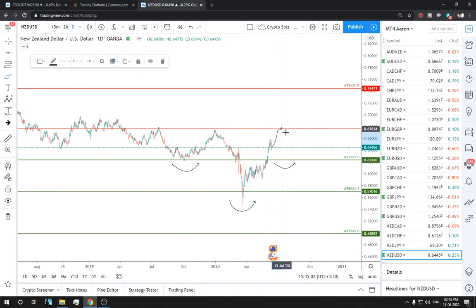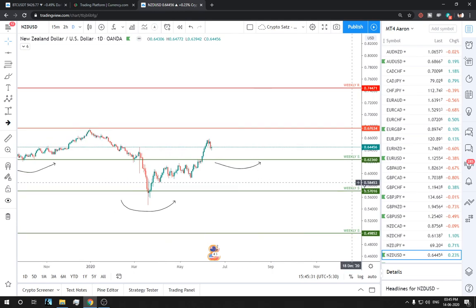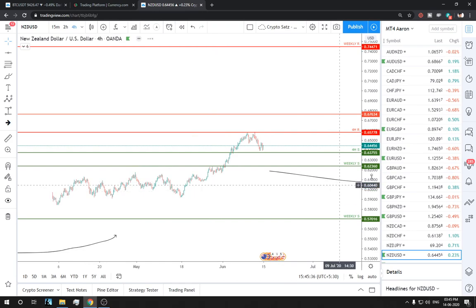forming the head for an inverse head and shoulders, something like here, then move down, retest this, and then move up for this weekly resistance. So in this case, we'll also have two confirmations, that is double top and head, and we would long it over here or this range. So NZDUSD, this is how the price structure is looking. We will see tomorrow how the price reacts.